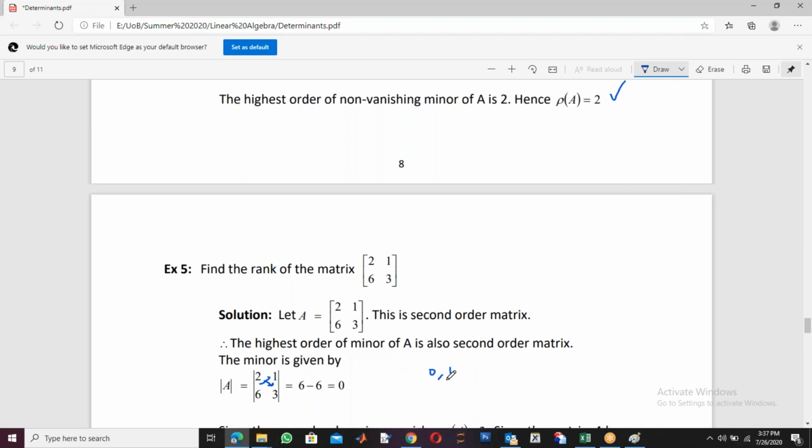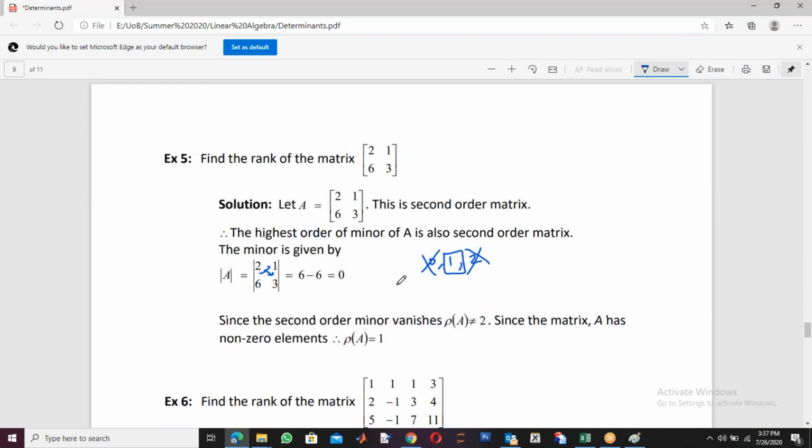There are only 3 possibilities for 2 by 2. We remove this possibility because this determinant is 0. Now it can be either 0 or 1. We know that the rank of a matrix is 0 if all the entries of the matrix are 0. But we see that all entries are not 0. 2, 1, 6, 3, these entries are not 0. Even if one entry is not 0, the rank cannot be 0. So 0 is also gone. It means we are left with only rank 1. So the rank of this matrix is 1.